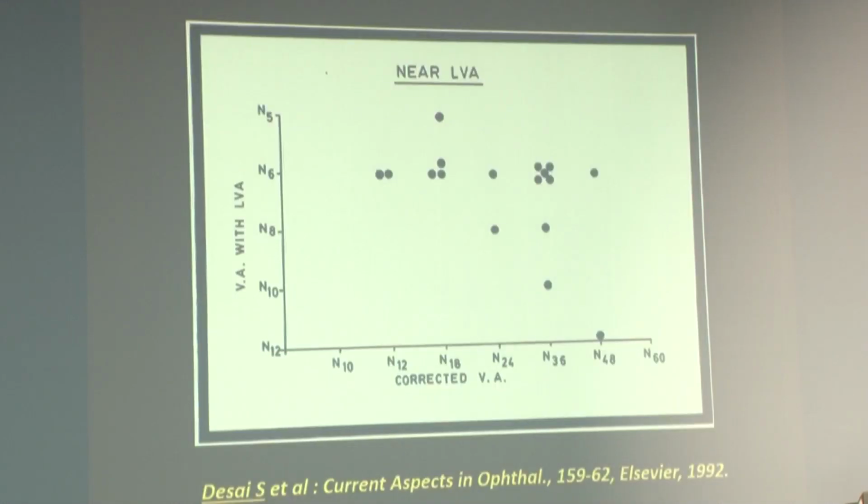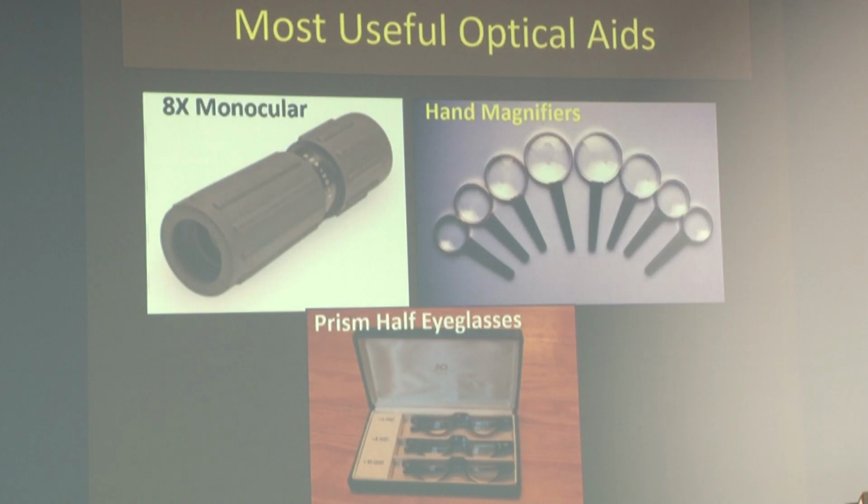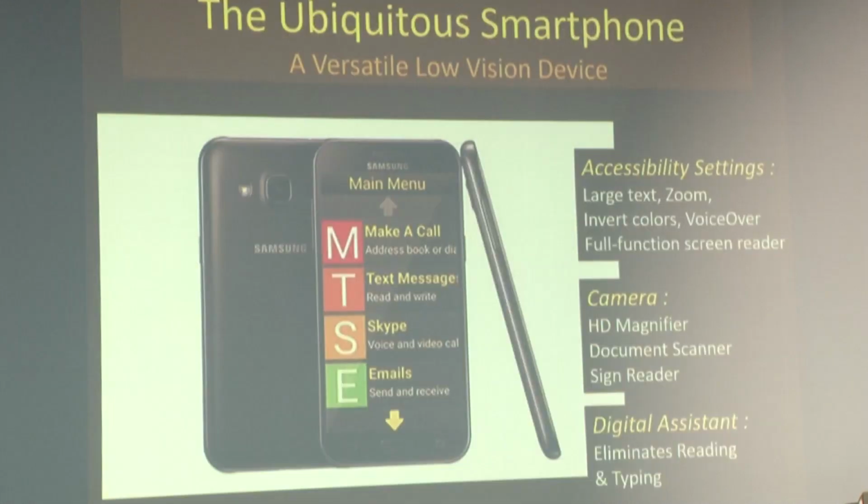Now here again, like the similar study where we concluded with the near low vision aids as well, a patient who presented to us with N48 could reach up to N6 with a low vision aid. So now these three are the most useful optical aids that you need if you want to start a low vision clinic in your own hospital. You need a handheld monocular telescope, hand magnifiers, and prism glasses, and that's it. And you can simply start providing low vision aids in your clinics.